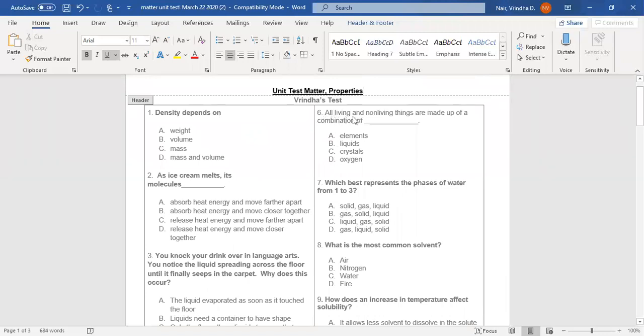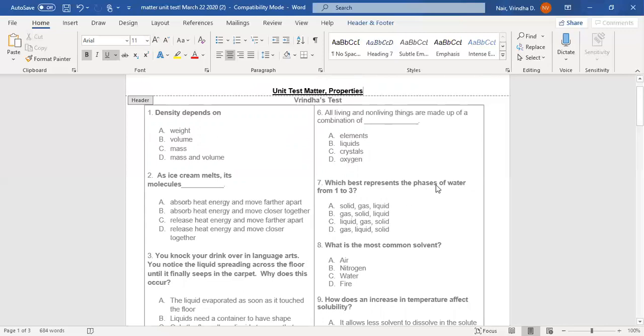Sixth question. All living and non-living things are made up of a combination of elements, liquids, crystals, or oxygen. Obviously, I can cancel out the term crystals, because definitely living things are not made up of crystals. So that answer choice C itself is wrong. See, that's how I eliminate. So I can cross it out. That's how I know that out of 4, I crossed out 1. The remaining 3 could be potential answer choices.